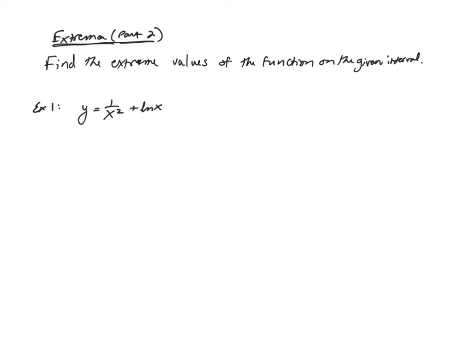So the question will be phrased as: find the extreme values of the function on the given interval. Whoops, and the interval will be given to you. So I forgot to write that in here. So for this particular one, 0.5 is less than or equal to x, which is less than or equal to 4. Consider that the given interval. That could also be written this way if you're more familiar with interval notation.